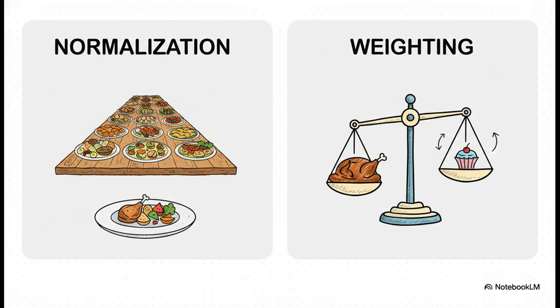Weighting, on the other hand, that's a different beast. It tries to answer which environmental problem is worse. And to do that, you have to apply value judgments, saying that maybe climate change is more important than smog. It's like deciding the main course matters more than the dessert. It can be super useful, but you have to be really careful because it's based on values, not just science.